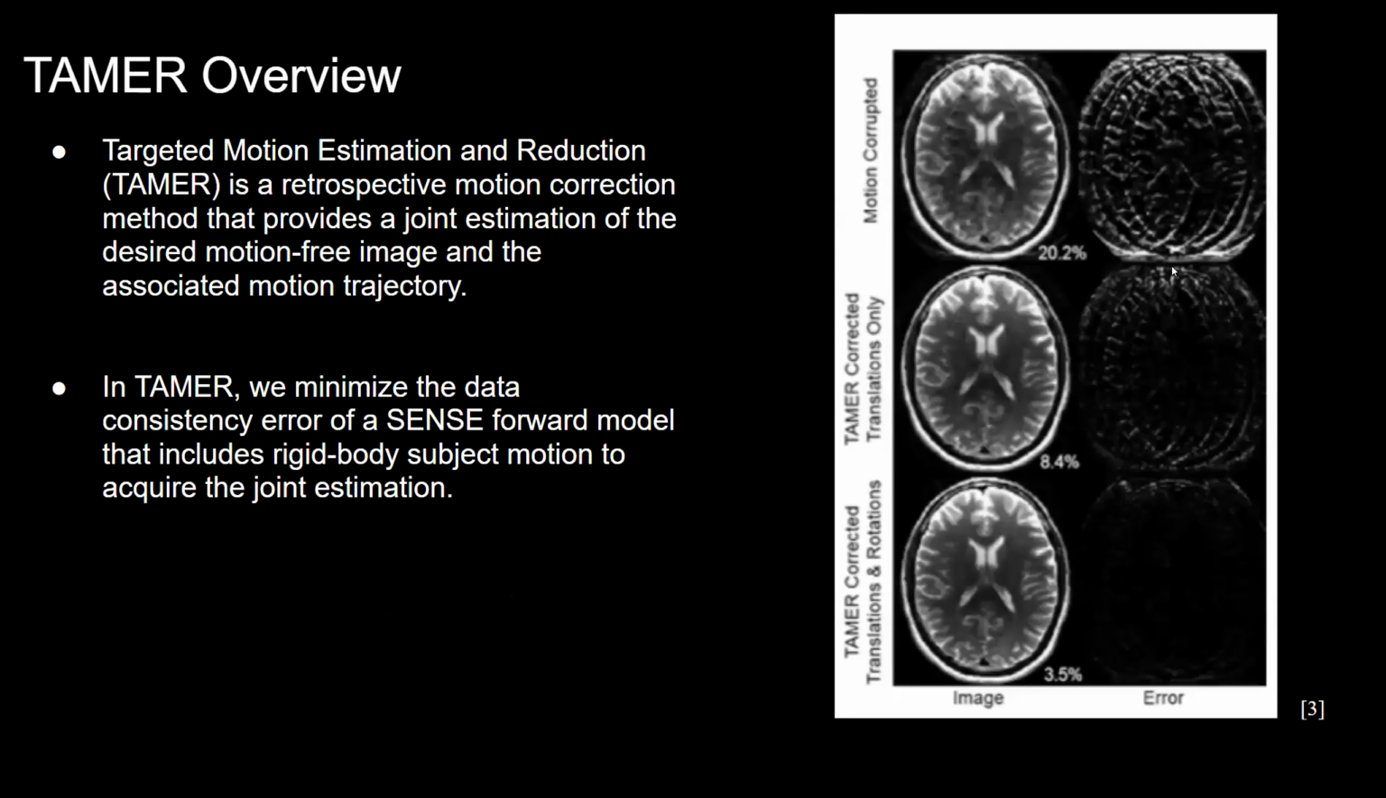Okay, so I'm going to be going over TAMER, which stands for Targeted Motion Estimation and Reduction. It's a retrospective motion correction method that provides a joint estimation of the desired motion-free image and the associated motion trajectory. So TAMER attains these estimations by minimizing the consistency error of a modified SENSE forward model. This method was developed by Melissa Haskell, Stephen Cauley, and Lawrence Wald. I will be going over the algorithm as well as the results as discussed in their paper.